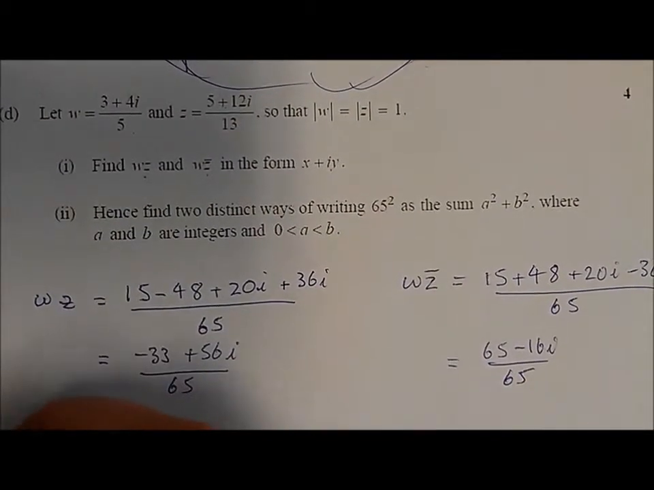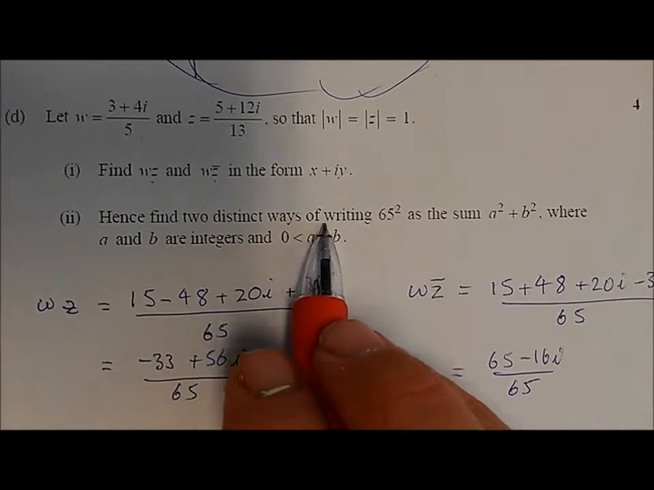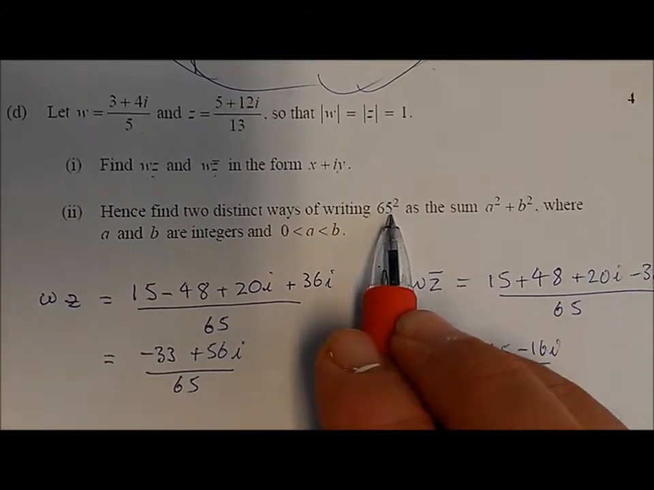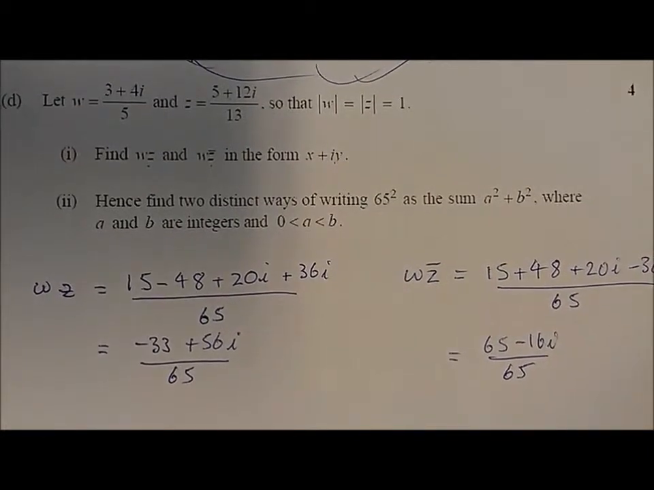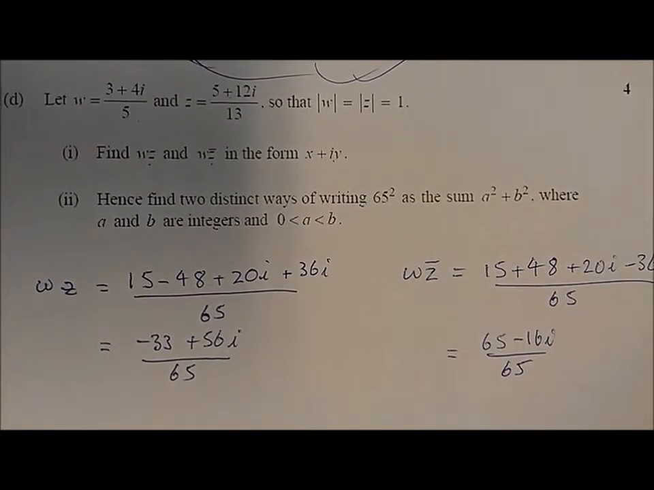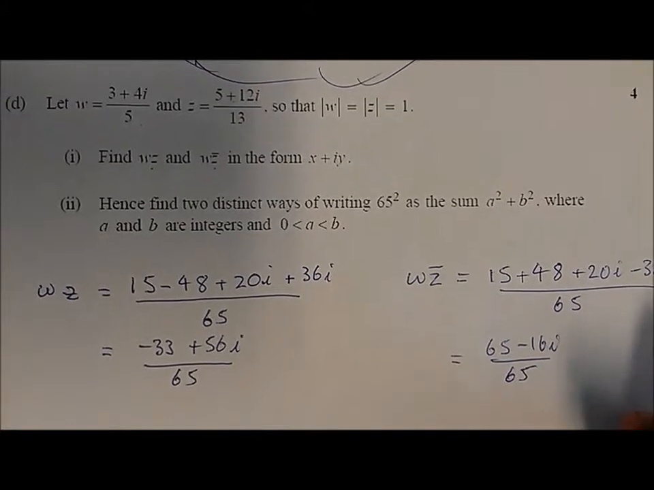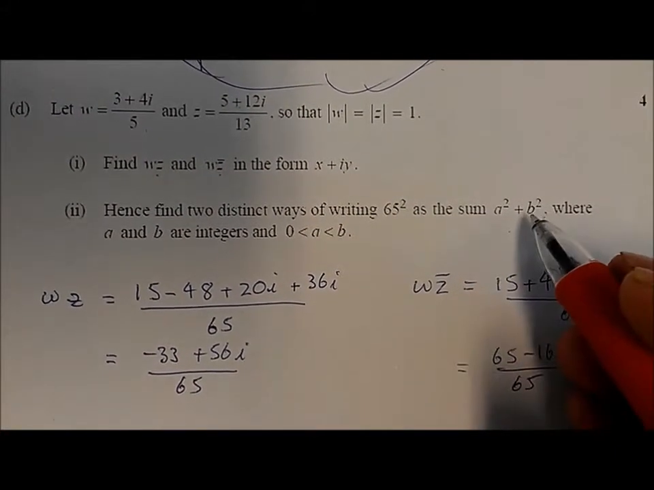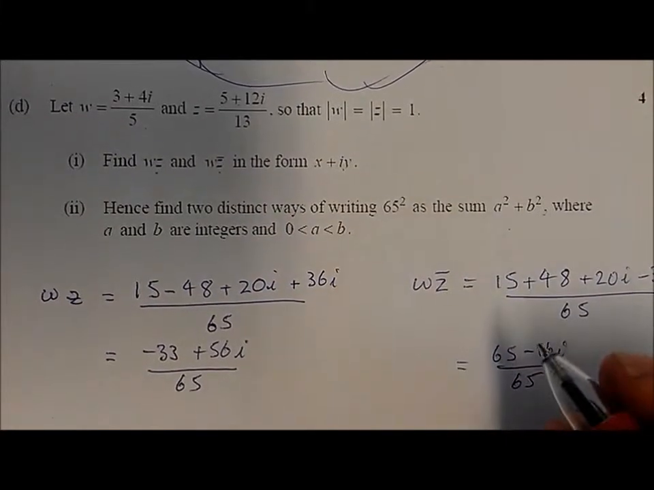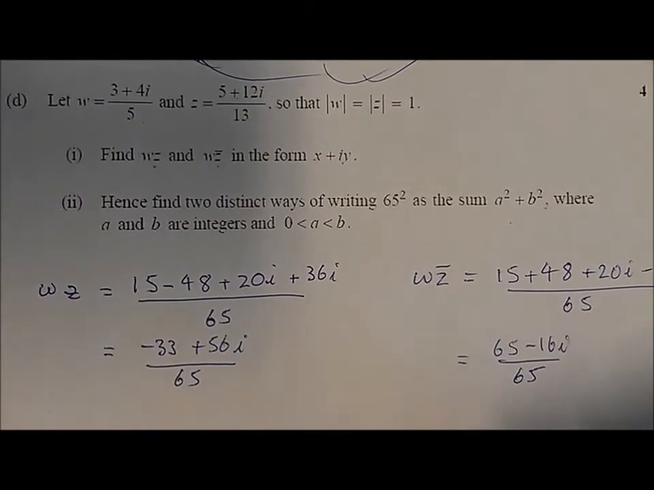Part 2 is an interesting one. It says, hence find 2 distinct ways of writing 65 squared as the sum a squared plus b squared. Right, so what we need to be thinking about here is how can we get a squared plus b squared. Now a squared plus b squared comes about by multiplying a complex number by its conjugate.